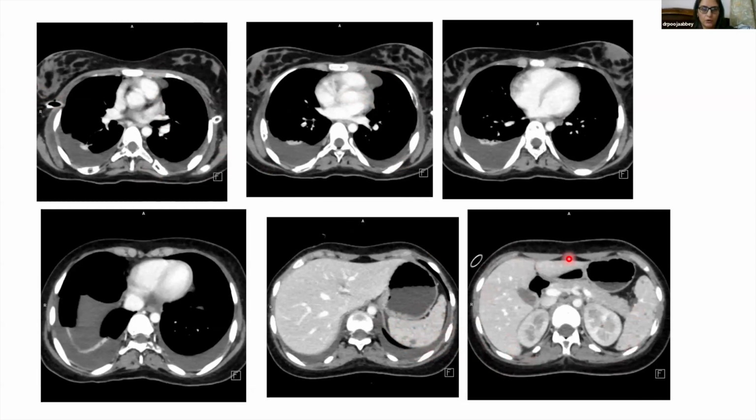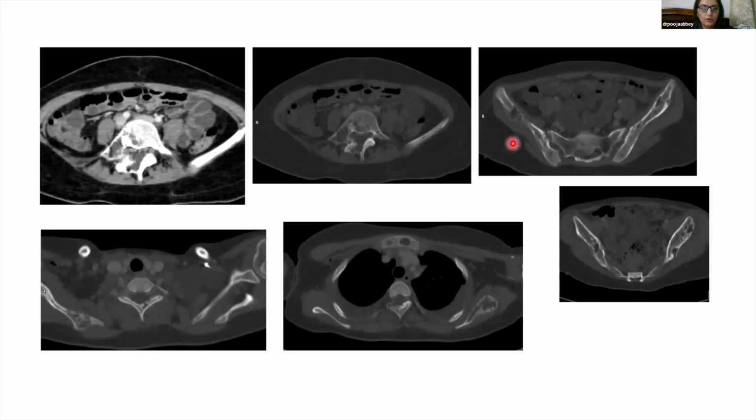The liver was kind of normal, nothing that we could see in the liver. And then the bones, so we see that there are a lot of lesions in the bones. Multiple lytic lesions were seen in the bones. Some of them were expansile, and like this one, which was clearly seen on the soft tissue window as well.